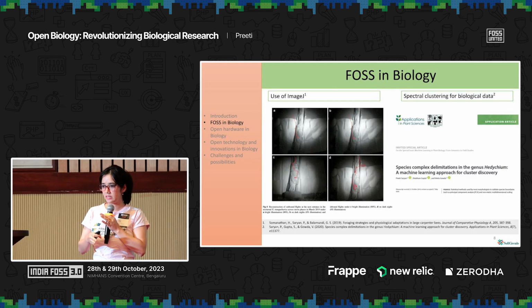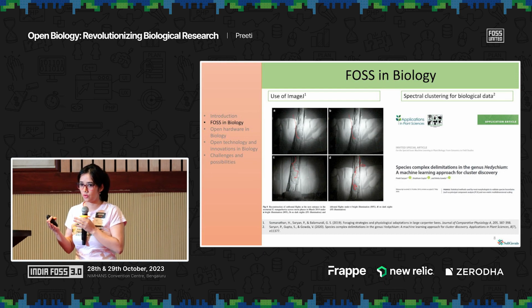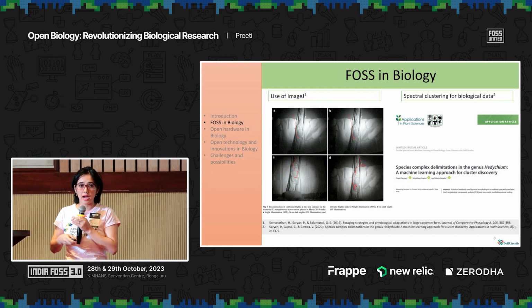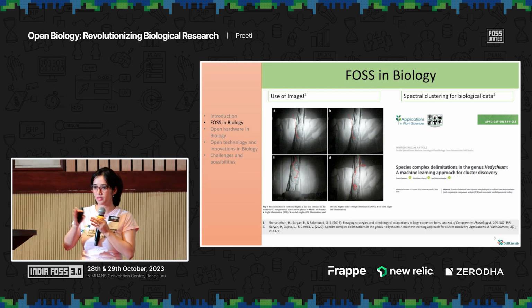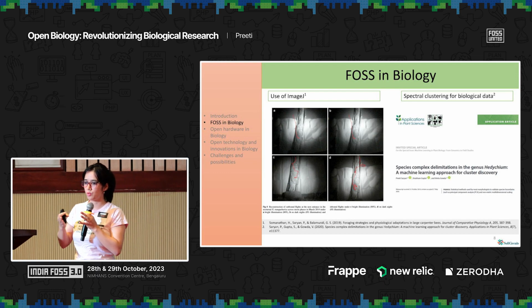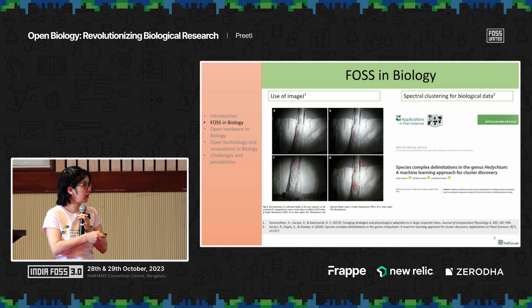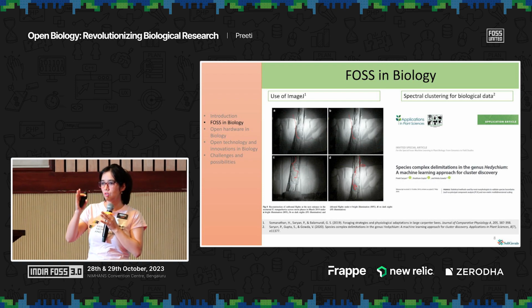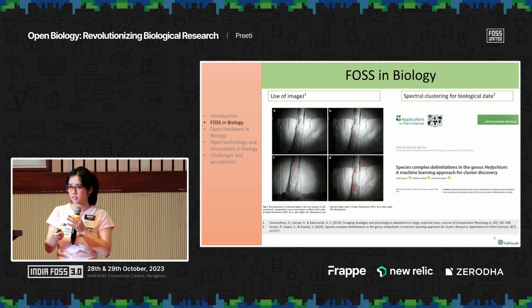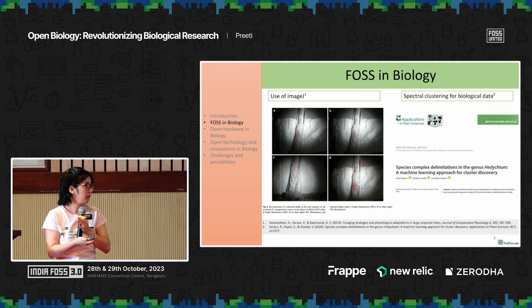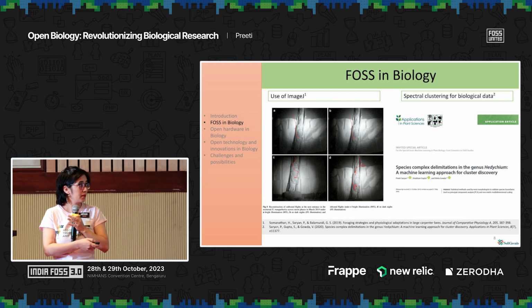Apart from the statistics, we have also used imaging software like ImageJ to track the carpenter bee movement. Basically, we make the videos, convert them frame by frame, then mark the bee in each frame and look at its path. That, again, because it's free software, has been helpful.